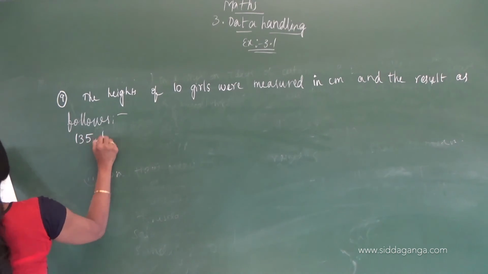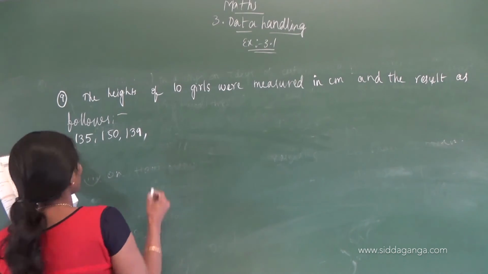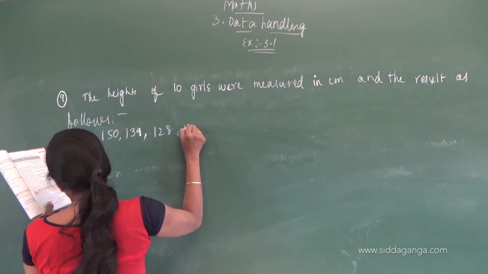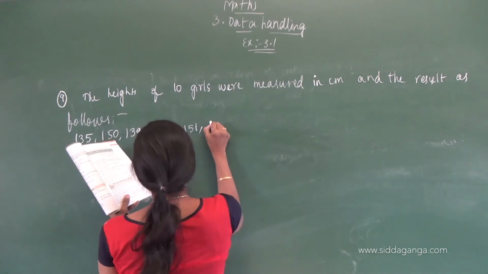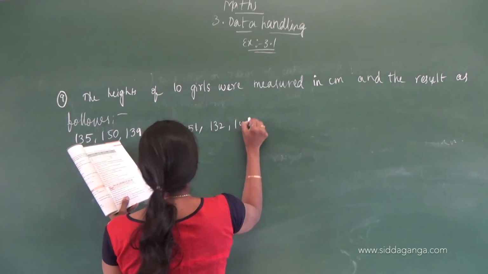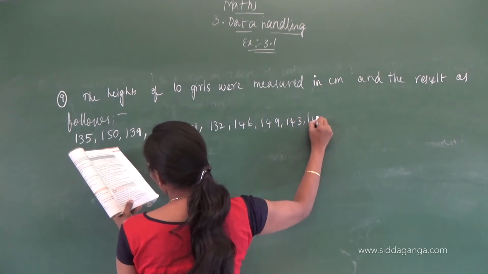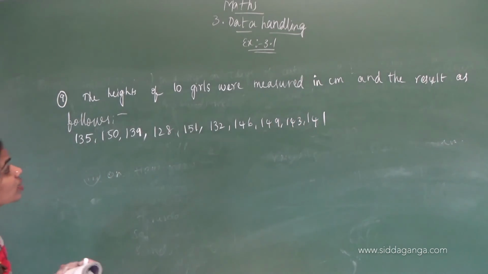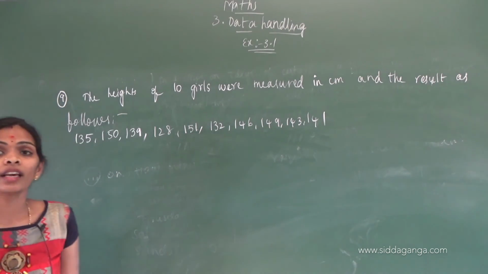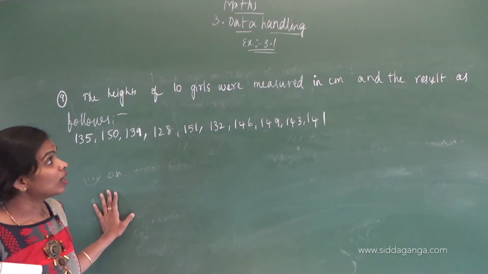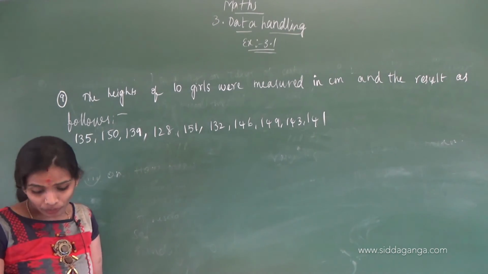135, 150 centimeters, 139 centimeters, 128 centimeters, 151 centimeters, 132 centimeters, 146 centimeters, 149 centimeters, 143 centimeters, 141 centimeters. How many children? 1, 2, 3, 4, 5, 6, 7, 8, 9, 10. 10 children, 10 girls' height in centimeters has been given. By seeing this data we have to answer.